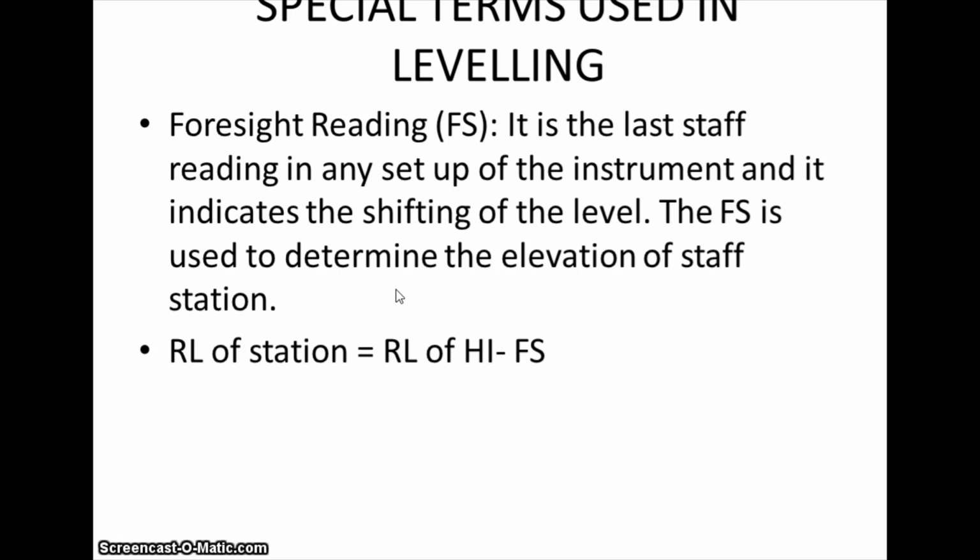Another thing is that if you are shifting your instrument from one position to another position, then before shifting the instrument from that particular position, whatever last reading you take, that is called foresight reading. And how will you calculate? RL of station is equal to RL of HI, height of instrument, minus FS, that is foresight. So if you want to calculate the RL of that particular point, you just have to deduct your foresight value from RL of HI.